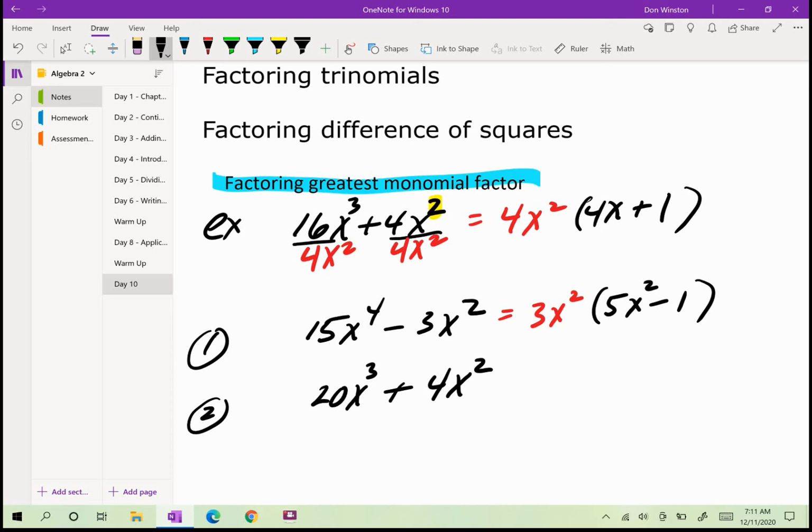All right, and then number 2, the greatest monomial factor would have been 4x squared. Then what would be left over is 5x plus 1, because 4x squared times 5x will give me 20x cubed, and then plus 1. Okay, so again, just review: factoring out greatest monomial factors.